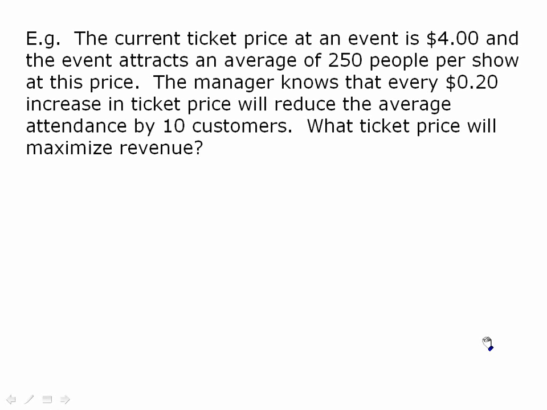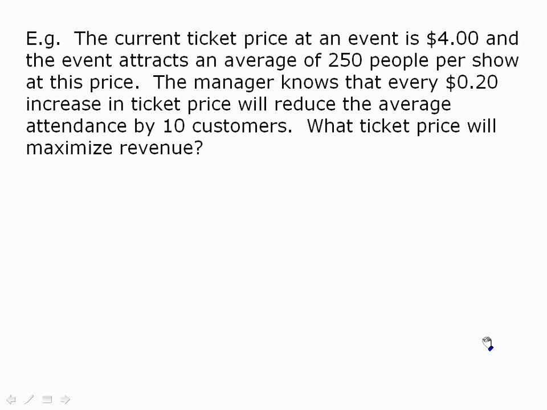So it's a revenue problem. I didn't put a title for it, but that's basically what it is. We've got a ticket price for a specific event and the number of people that are known to attend at that price. And then we have a relationship between increase in price and the effect it has on attendance. So the trick is to get the ticket price that's going to maximize revenue.